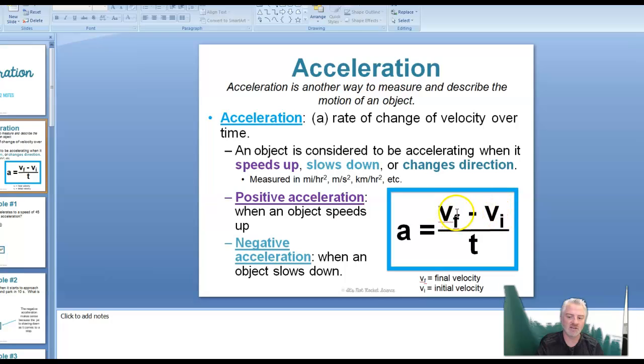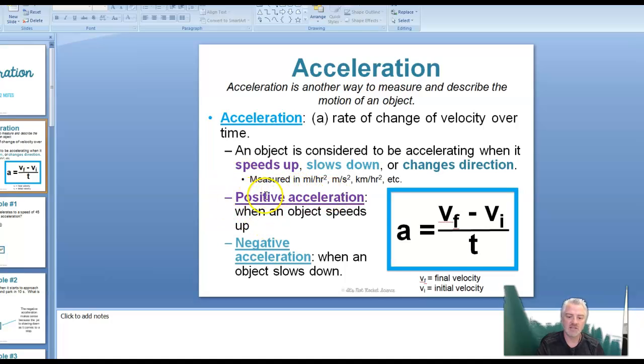That's that rate of change, VF minus VI. We'll talk about that in just a second. So an object is considered to be accelerating when it speeds up, slows down, or changes direction. We typically measure it in miles per hour squared, meters per second squared, or kilometers per hour squared. Those are different ways we can measure acceleration.